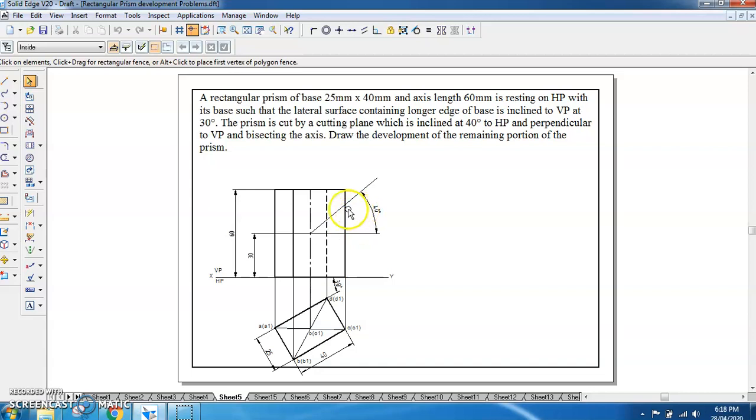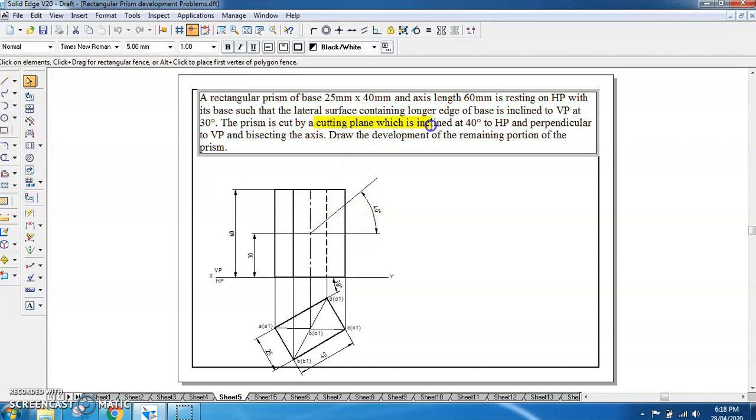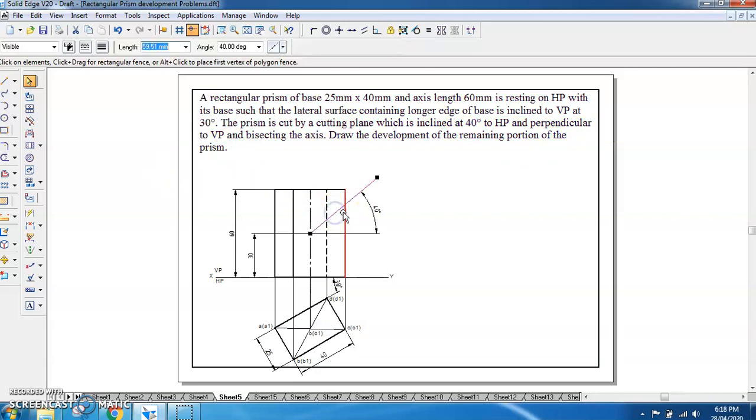So this is the 40 degrees inclination for the cutting plane, 40 degrees to HP and perpendicular to VP. Perpendicular to VP means it will appear as a line in the front view. So this is perpendicular to VP and inclined at 40 degrees to HP. We have started from this point, which is the midpoint of the axis. Then from here we have drawn this line, and further we can extend this line like this. So we have extended this line.